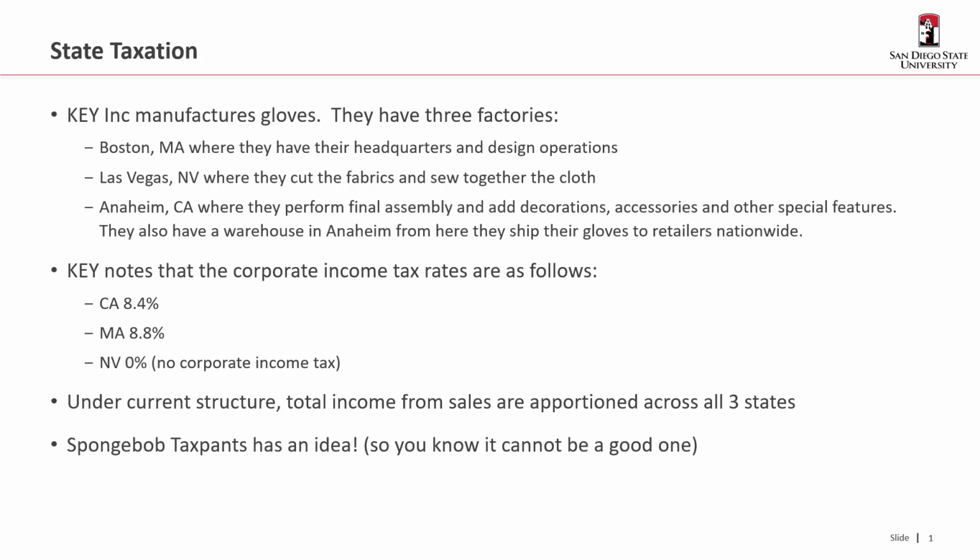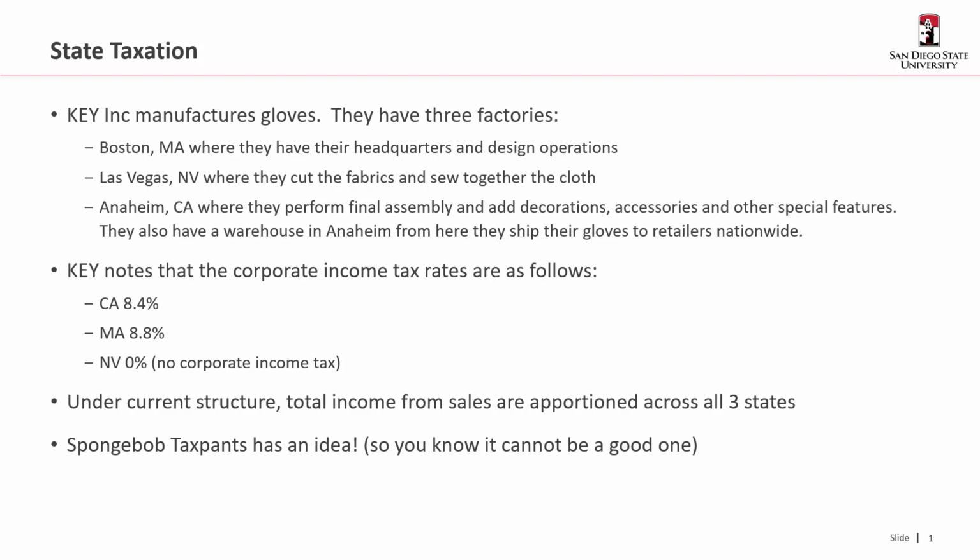KEY Inc. manufactures gloves, and they have 3 factories. There's one in Boston, Mass. That's where their headquarters and design operations are. They have another one in Las Vegas, Nevada, where they do the cut and assembly of the cloth. And lastly, they have a location in Anaheim, California, where they perform final assembly and add decorations, accessories, and other sort of bedazzling things. That's also where their inventory warehouse is, and off it goes to all the different places where the gloves are sold nationwide.